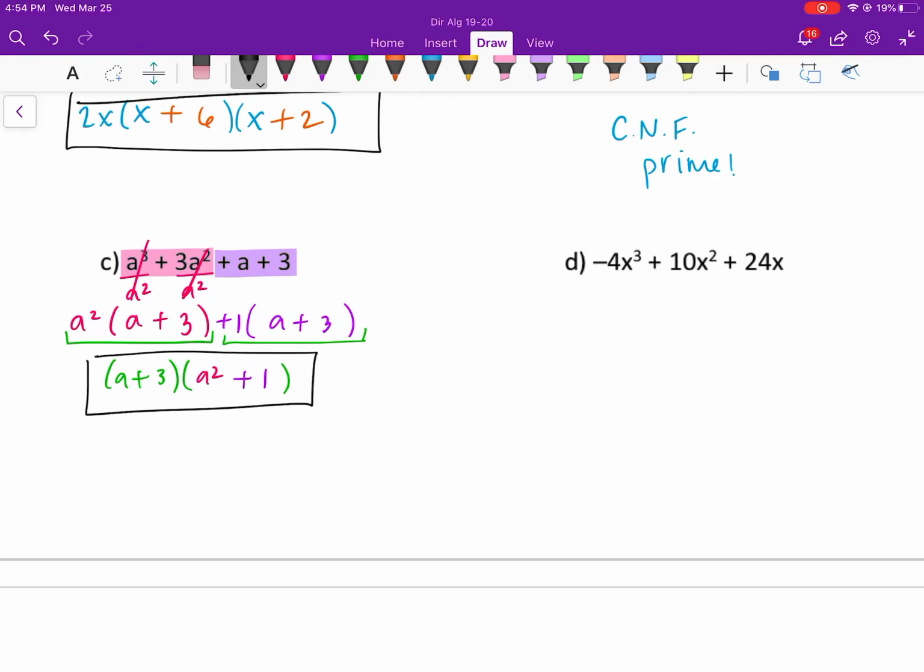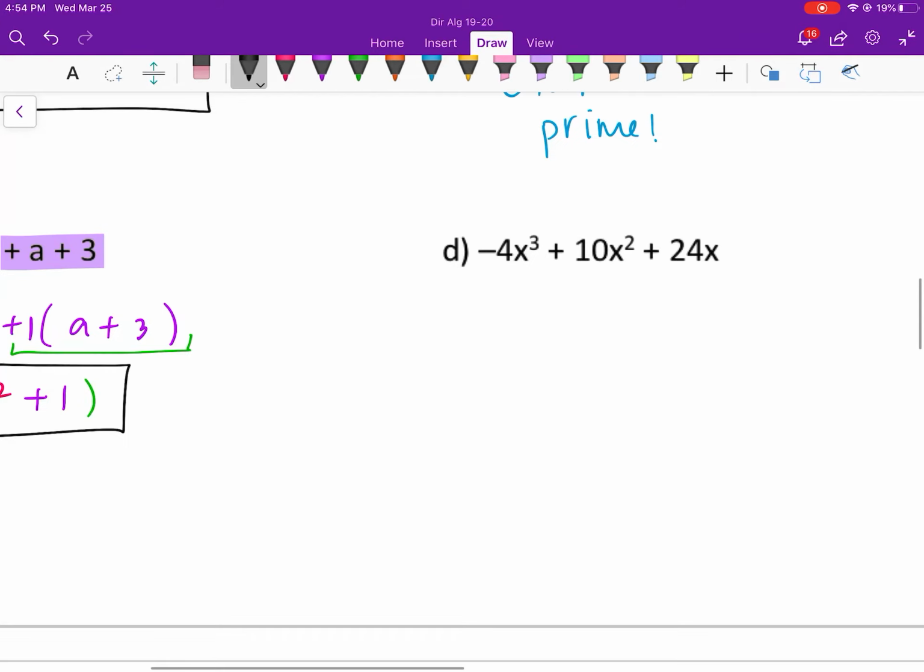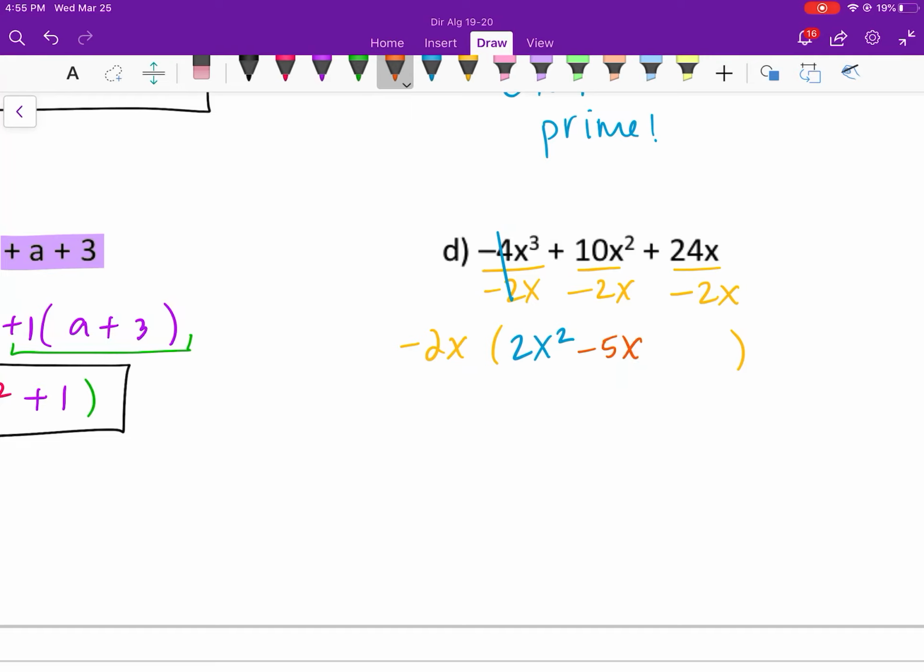In example D, we start first by looking for a GCF. Now, I have a negative in my very first term, so I want to for sure get rid of that. So I know I'm taking out a negative. Every number is divisible by 2, and I have at least one x in every term. So my GCF is a negative 2x, and that leaves me with, okay, negative 4 divided by negative 2 is a positive 2, and then we're left with x squared. Positive 10x squared divided by negative 2x is going to be a negative 5x, and those last terms are going to become a minus 12.